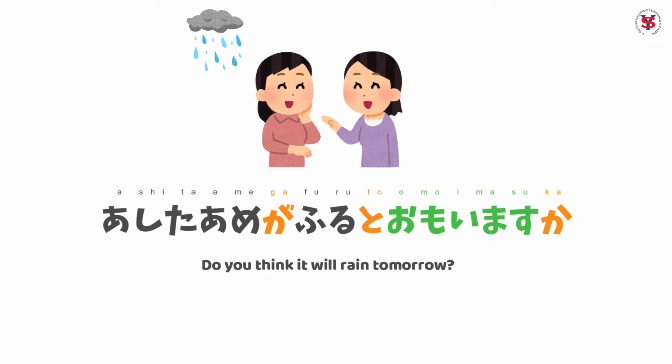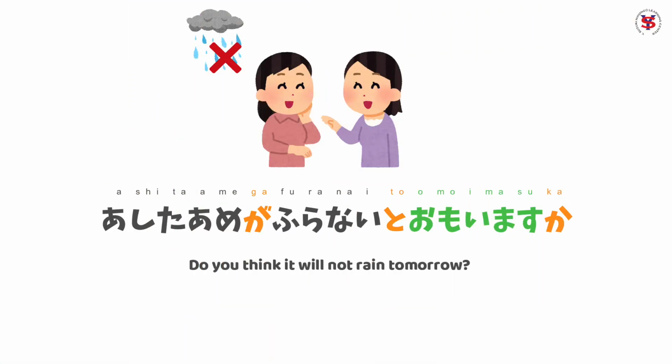Do you think it will rain tomorrow? And 明日雨が降らないと思いますか? For do you think it will not rain tomorrow? In these two questions, again, we are asking specifically a yes or no question, whether or not it will rain tomorrow. Now, what if we want to ask a general question about the weather tomorrow?